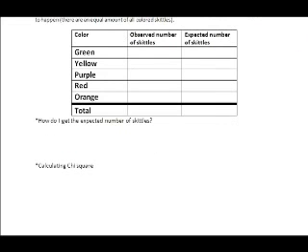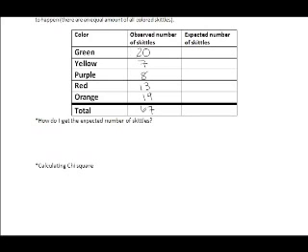So let's look at our chart here. So in my bag, when I opened it, I separated all the different colors, and I noticed that there were 20 green, 7 yellow, 8 purple, 13 red, and 19 orange, for a total of 67 Skittles.